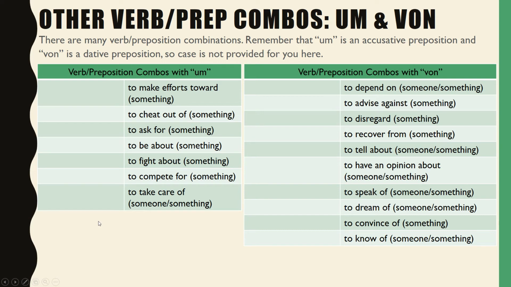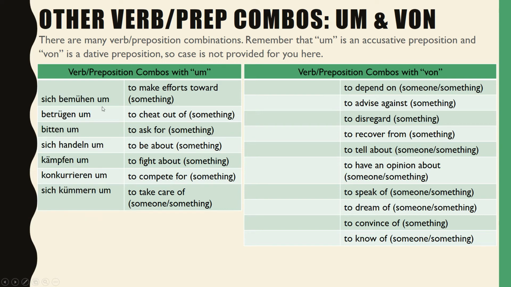The combos for um are sich bemühen um, to make efforts towards, betrügen um, to cheat out of, bitten um, to ask for, sich handeln um, to be about, kämpfen um, to fight about, konkurrieren um, to compete for, sich kümmern um, to take care of.